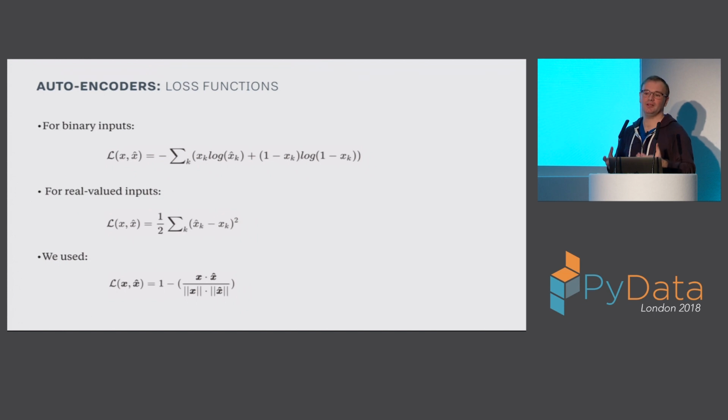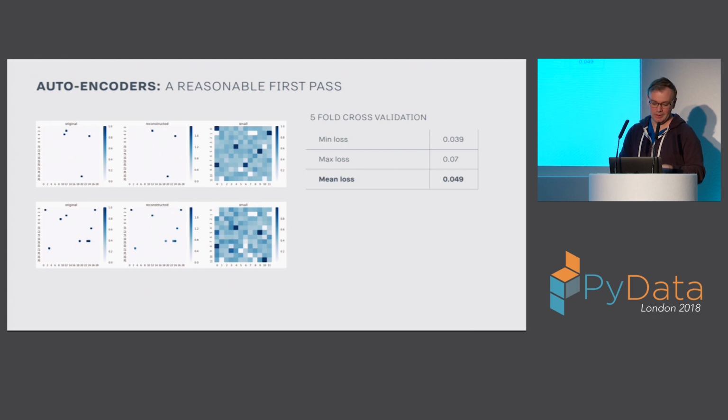But what is a loss function in the context of autoencoding or an autoencoder? It's a similarity measure, right? So you're essentially trying to assess how similar the original input is to your output. And because of the nature of the data that we're dealing with, we ended up using cosine distance, right, which is the one right at the bottom.